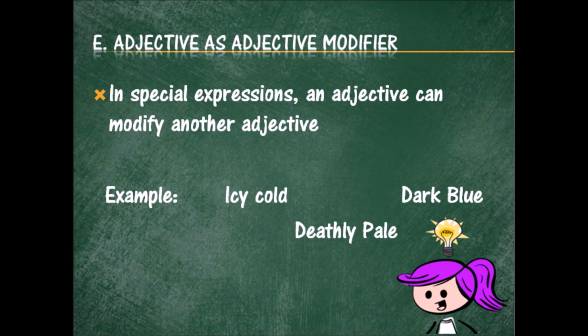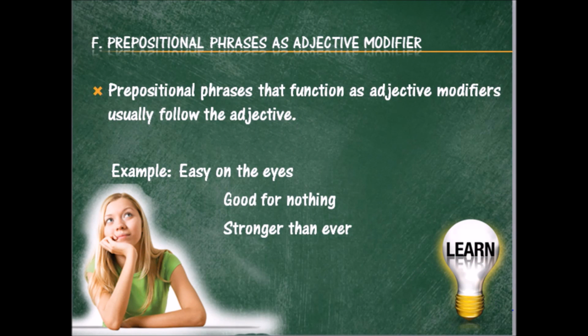Adjective as adjective modifier. In special expressions, an adjective can modify another adjective. Example: icy cold, dark blue, and deathly pale. Prepositional phrases as adjective modifiers. Prepositional phrases that function as adjective modifiers usually follow the adjective. Example: easy on the eyes, good for nothing, stronger than ever.